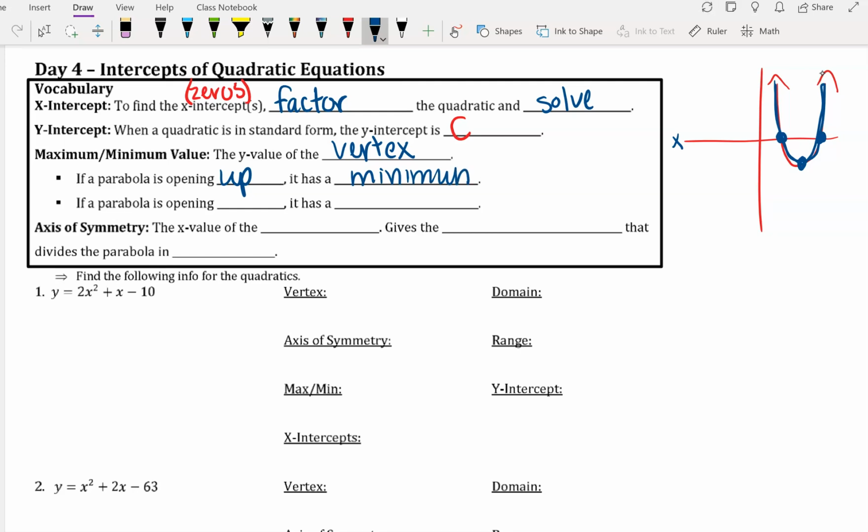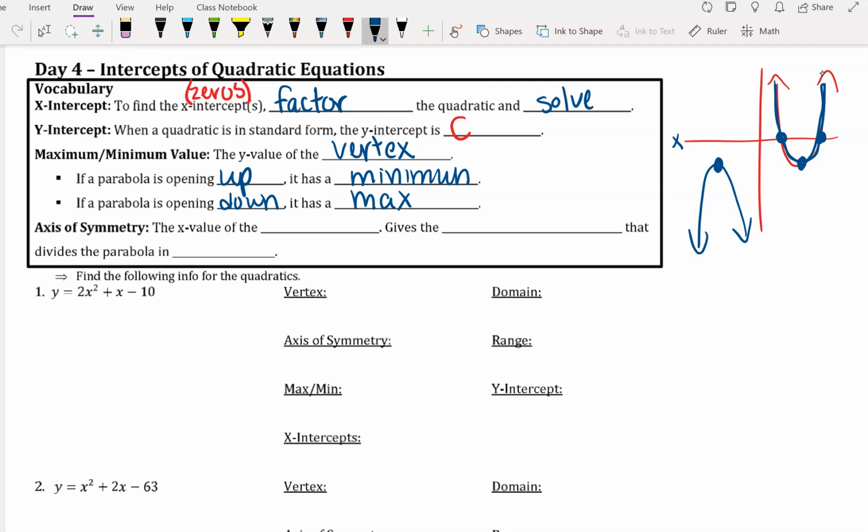All right, and then if our parabola is pointing the other direction, it would have a maximum. So if it's pointing down, we have a max, which a lot of students kind of mix up because they think up, oh, that's going to be a maximum. No, it's kind of opposite of what you would think.